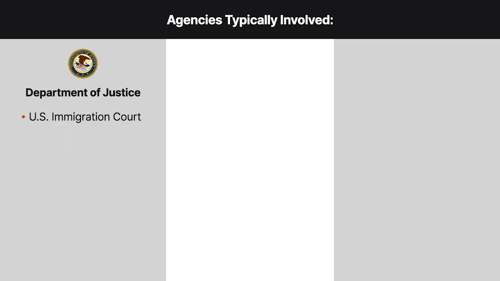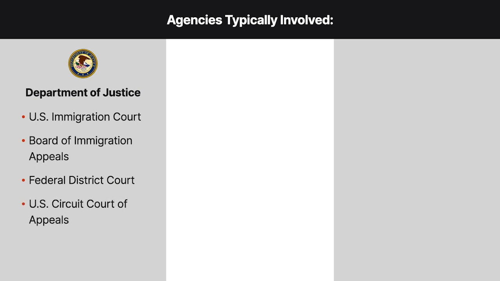Within the Department of Justice, the U.S. Immigration Court functions primarily as the trial court, whereas the Board of Immigration Appeals, the BIA, reviews decisions of the U.S. Immigration Court, and the Federal District Court and the U.S. Courts of Appeals review decisions of the U.S. Immigration Court and the BIA. You may also end up practicing in district courts or the courts of appeals for certain types of actions that are filed directly with them, such as, for example, a writ of mandamus.